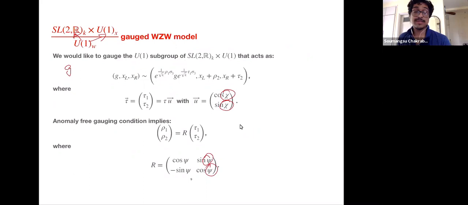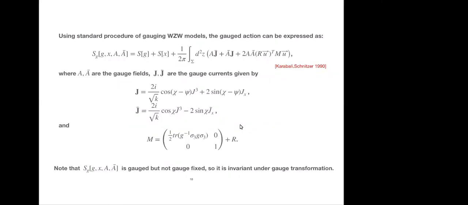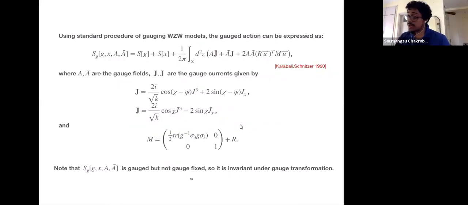Once I tell you that, you can completely determine exactly in which U1 subgroup of SL2R times U1 you want to gauge. I'm going to show you on the very next page what my gauge currents are, and then it will be clear. Using the standard procedure, people worked on these gauged Wess-Zumino-Witten models quite a lot in the olden days of the 90s.